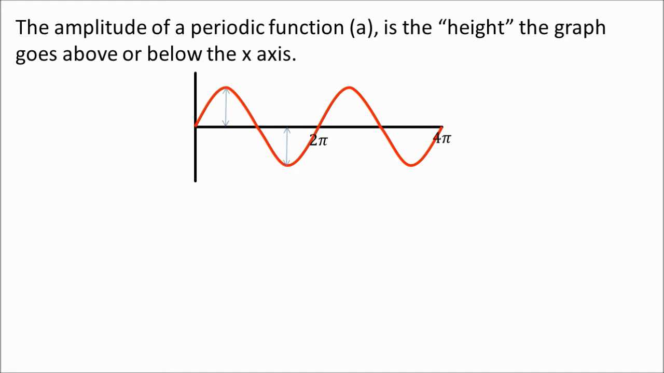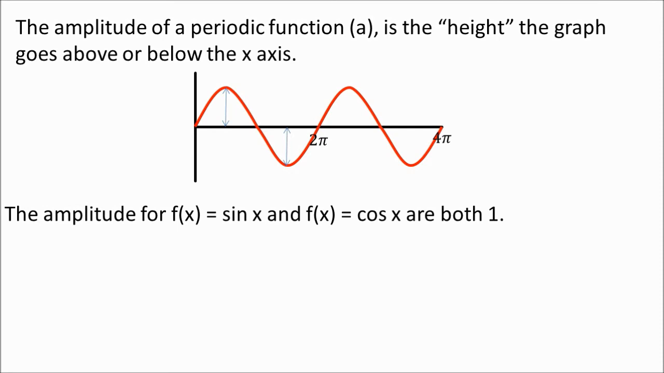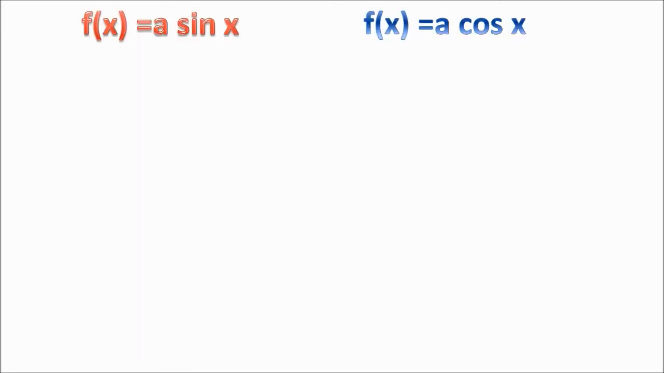Now for the functions we've dealt with so far, sine x and cosine x, the amplitude of the function is 1. It goes up to 1, it goes down to -1. It only gets 1 unit away. So as I said again, the amplitude for f of x equals sine x and f of x equals cosine x are both 1. Now we're going to change it up a little bit.